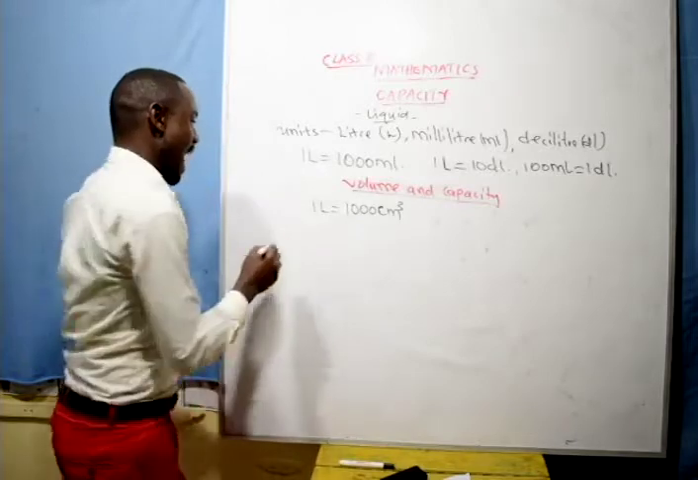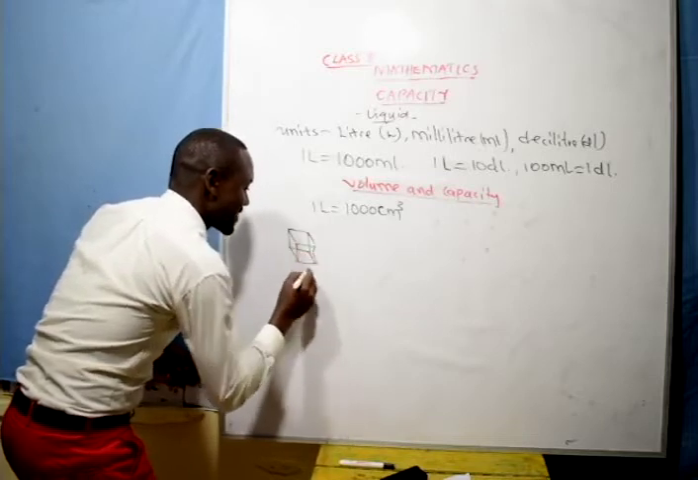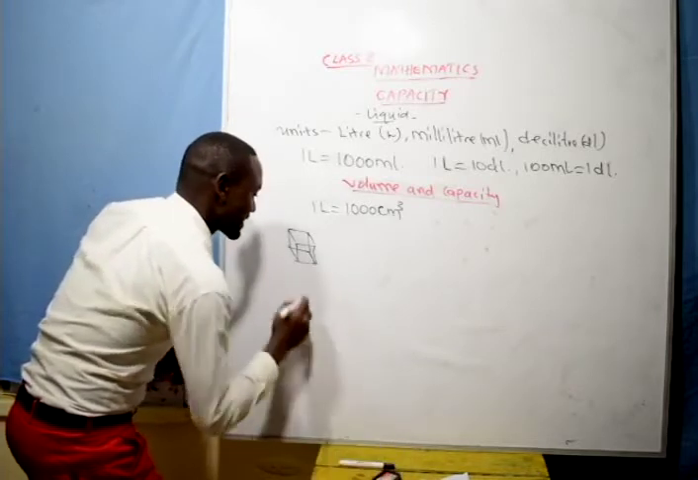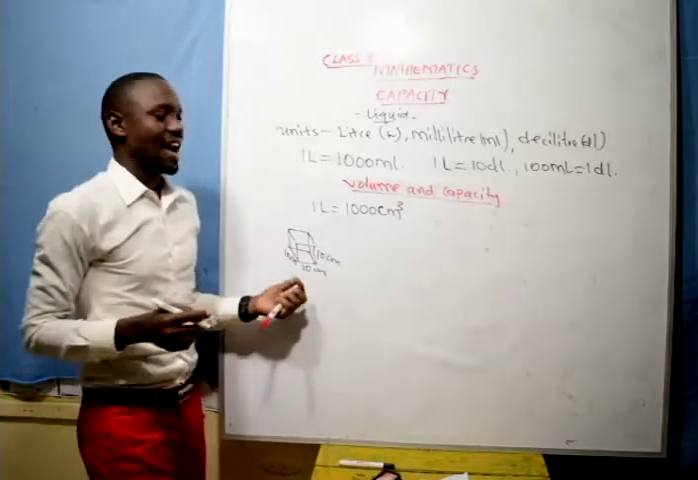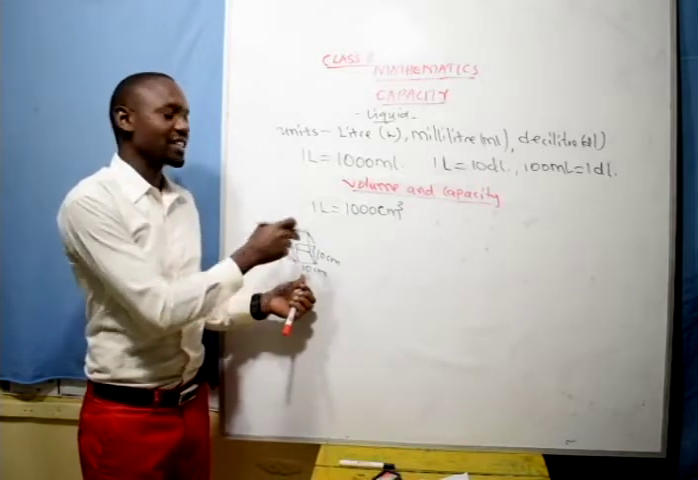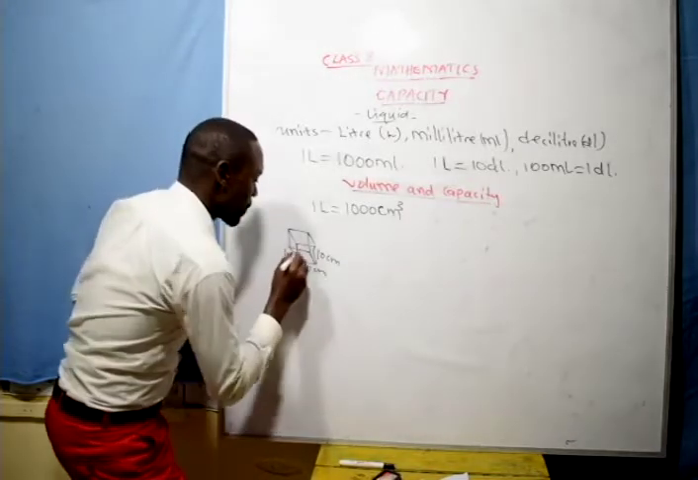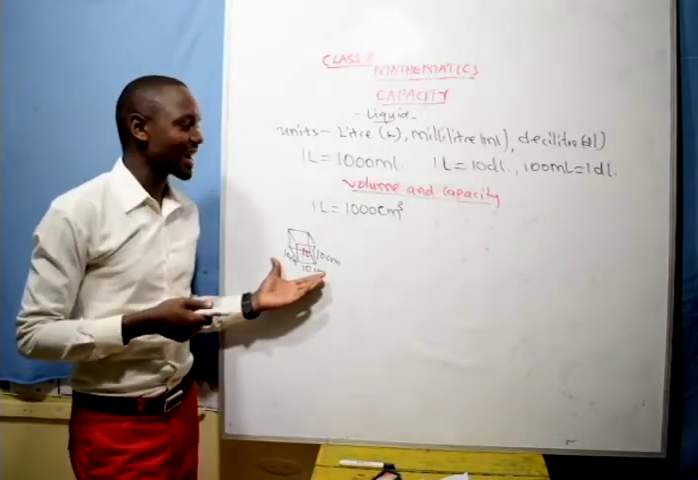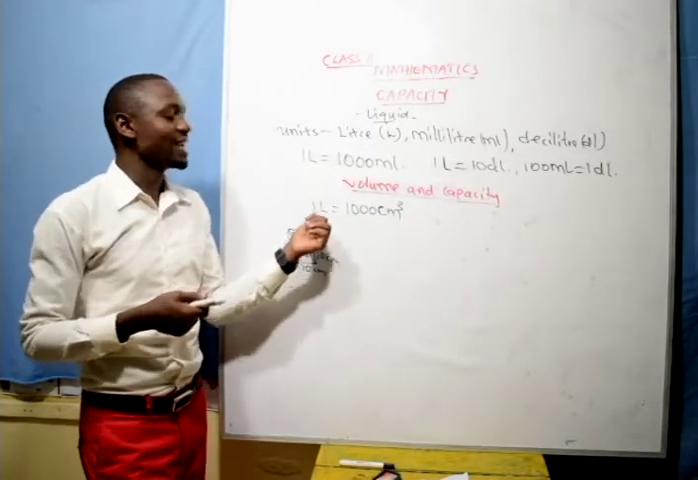What does this mean? A cubic tank that measures 10 centimeters by 10 centimeters by 10 centimeters will hold only 1 liter of water. So the volume of this cubic tank is 1000 cubic centimeters, which is only 1 liter.